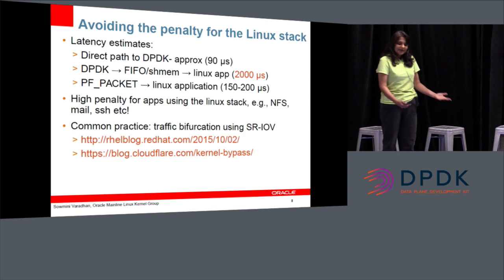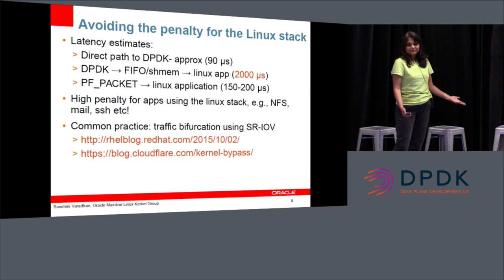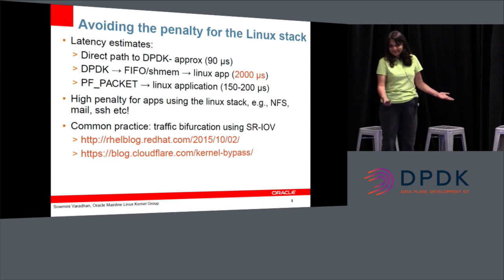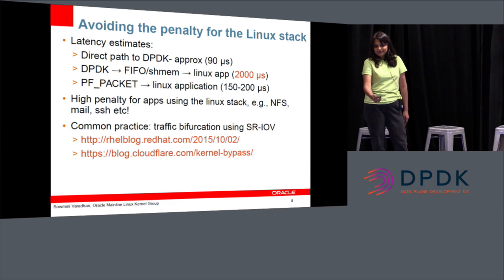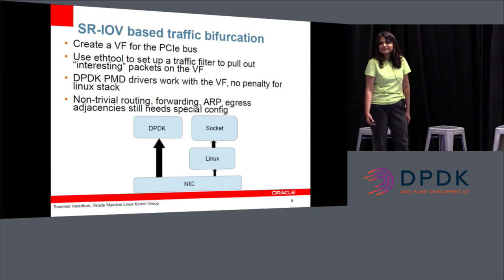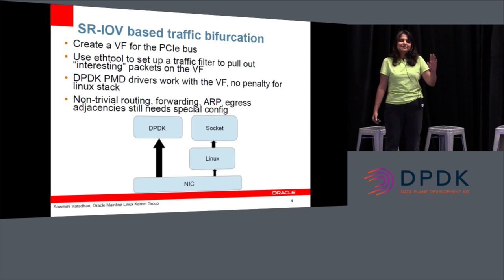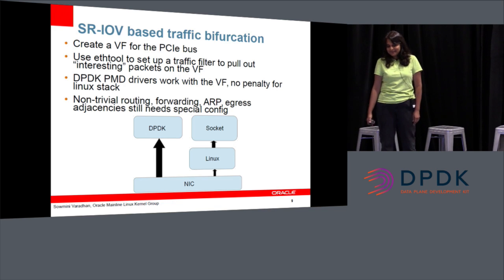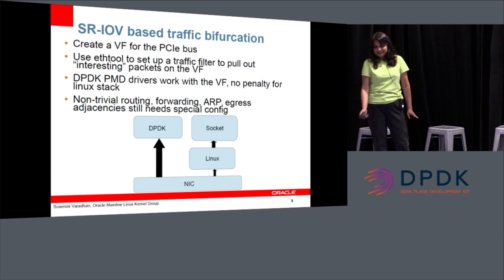So when you look around, the common practice that seems to be there for traffic bifurcation, I have a couple of pointers here. I'm going to focus on the first one, the one that uses SR-IOV for traffic bifurcation. So basically what is described there is you create a VF over your NIC, and your DPDK sits on top of that VF. The PF is still going to feed your NFS, SSH, SMTP, all the standard packets. And your DPDK application would, in my case, process the interesting packets based on the ether type and reflect them back. So this would work great for the ingress path, right?